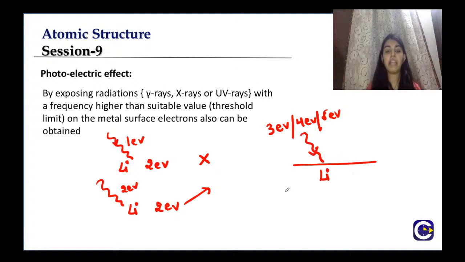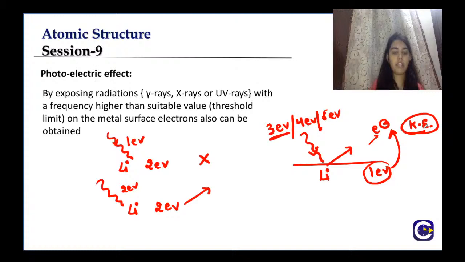Now what will happen is that this extra energy will be absorbed by the electrons that were being emitted, right? See here, if I am applying 3 electron volt, right? So out of 3 electron volt, 2 electron volt will be used to eject out the electrons, and the extra 1 electron volt will be used to increase the kinetic energy of this photoelectron. Is it clear where the extra energy goes? It is used to increase the kinetic energy of the photoelectron.